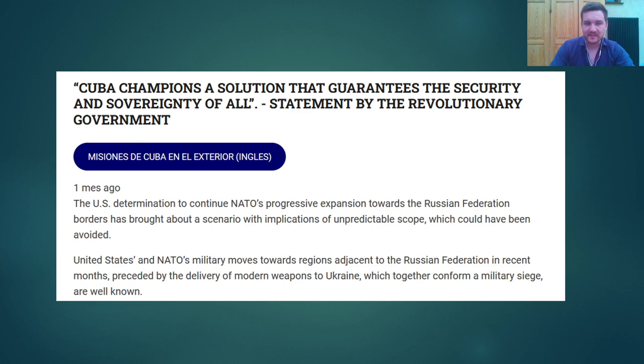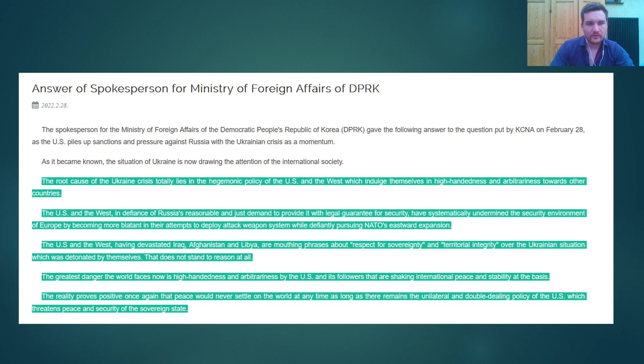And here's the statement by the DPRK. And I think this is the best statement. I want to read it because I think they nailed the point. The root cause of the Ukrainian crisis totally lies in the hegemonic policy of the United States and the West, which indulge themselves in high-handedness and arbitrariness towards other countries. The United States and the West, in defiance of Russia's reasonable and just demands to provide legal guarantees for security, have systematically undermined the security and environment of Europe by becoming more blatant in their attempts to deploy attack weapon systems while defiantly pursuing NATO's eastward expansion.